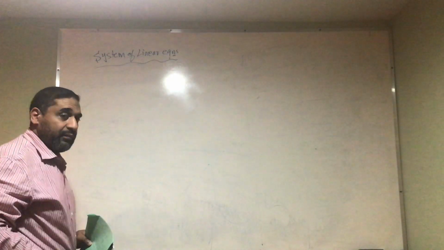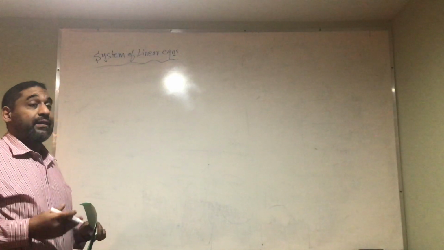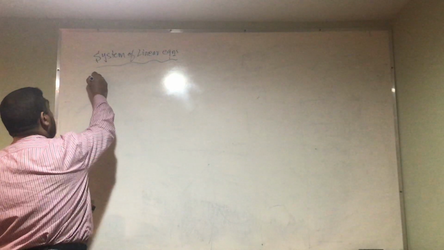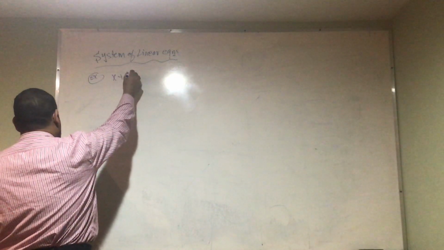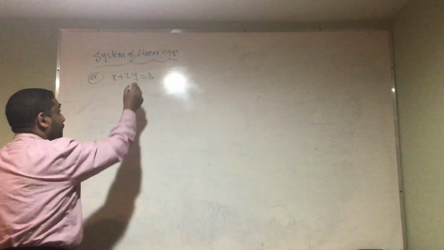So what we have taken before is how to find the equation of a line, or linear equations. A linear equation here is, for example, if I have just x plus 2y equals 3. Is this one linear equation? Yes. Why? Because you have an equal sign.